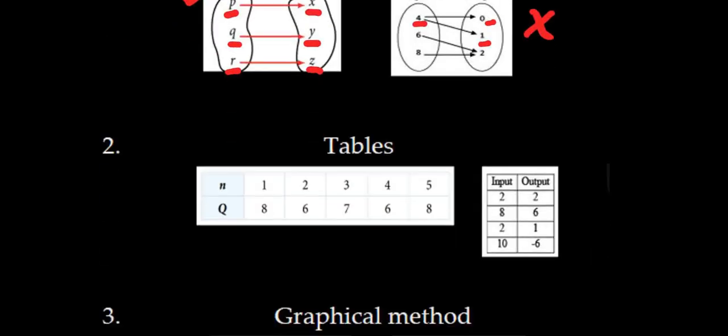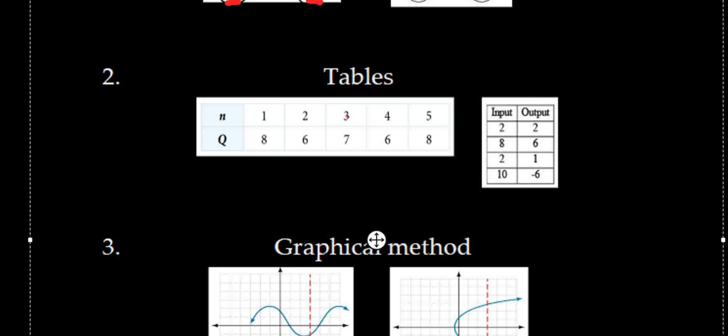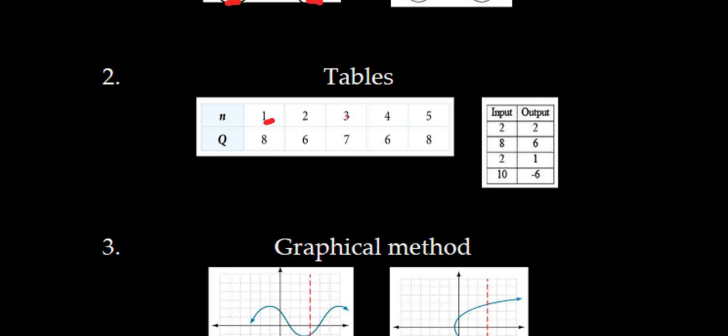Now, let's look at number 2, using the table method. We have two examples, and the first one, we have 1 being an input value, has a single output value of 8, and 2 being an input value, has a single output value of 6, 3 has an output of 7, 4 has an output of 6, and 5 has a single output of 8. Therefore, this relation can be considered a function.